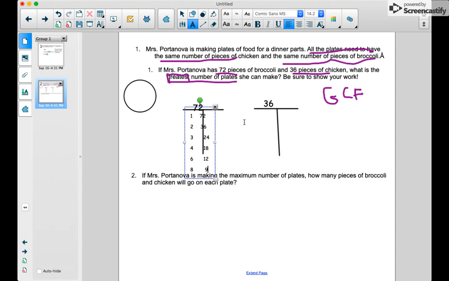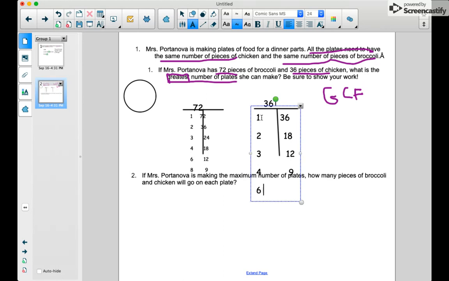Now that I've found all my multiples for 72, I'm going to do the same thing over here. I'm going to start with 1 and 36, then go to 2, and half of 36 would give me 18, then 3 and 12, 4 and 9, and then 6 and 6. Again, I'm looking for those turnaround facts. So with 72, 8 times 9, the next one would have been 9 times 8, so I know I can stop. And here I'm at 6 times 6, so I know I can stop too because it's just my turnaround fact.